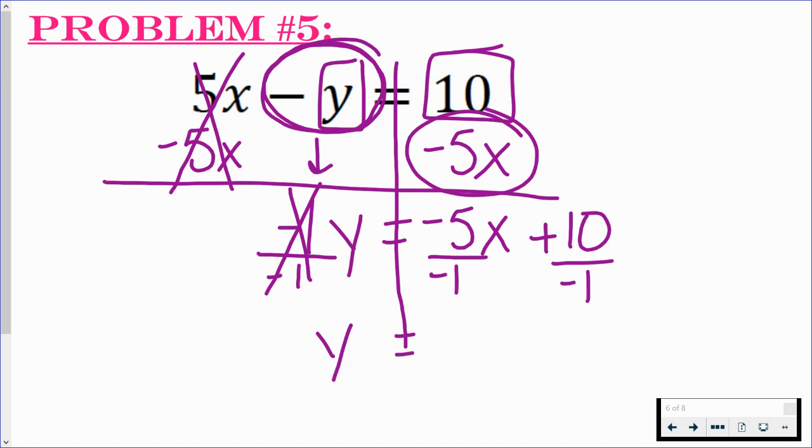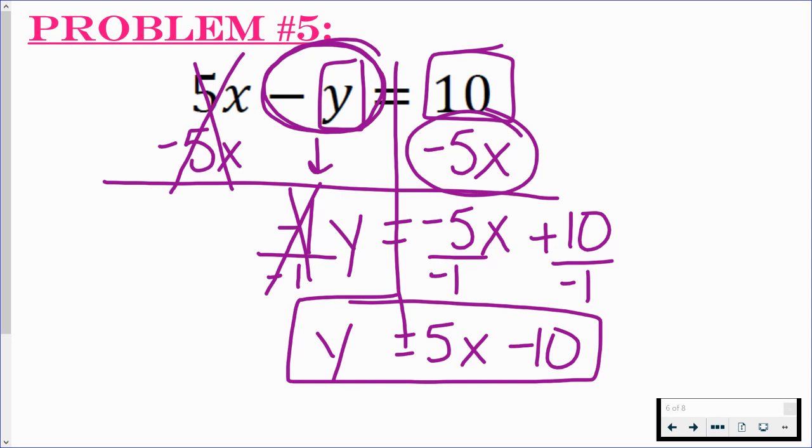-5 divided by -1 is +5x. And then 10 divided by -1 is -10. So I'm going to put a -10. And there you go. So y equals 5x minus 10.